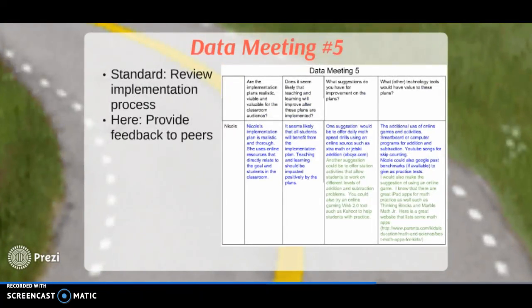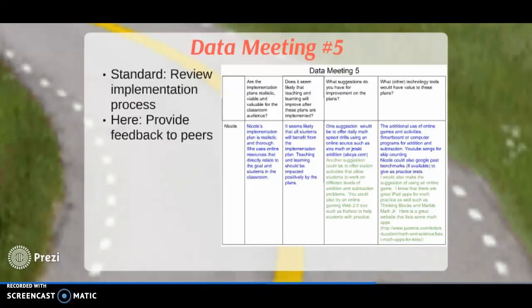Typically, the 5th data meeting is conducted after the implementation period that takes place after data meeting number 4. However, since this course is only 12 weeks, there was not enough time for us to implement our data action plan. We instead paired with one or two other classmates that we have not worked with before and reviewed each other's data action plan. We discussed previous information, asked questions about what is currently being done in the classroom, and then provided feedback and suggestions to each other for our implementation plans.